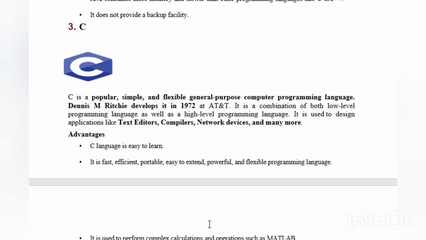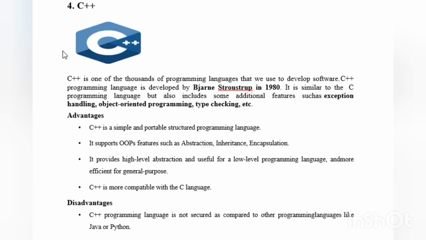Next we have C. C is the most popular and the first language which was developed. It is a simple and flexible, general purpose computer language. It can be used on text editors, compilers, network devices, and many more.